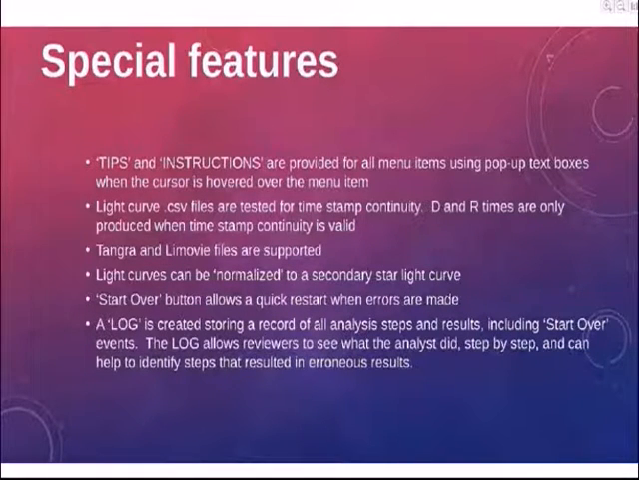Once it gets the light curves, if you've got more than one star in your light curve, it can normalize your primary light curve to the secondary star light curve, which is handy if you have clouds or other atmospheric things that affect the data. It has a handy little start over button, so if you make a mistake, you just press the button and start over from the original light curve, which is handy.